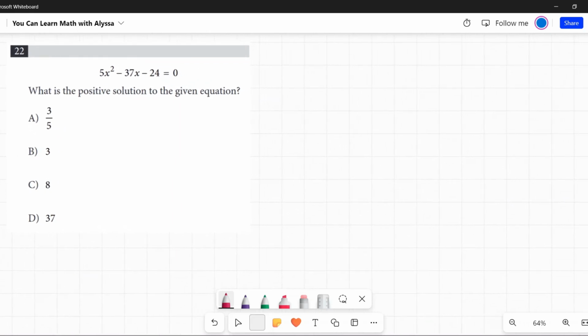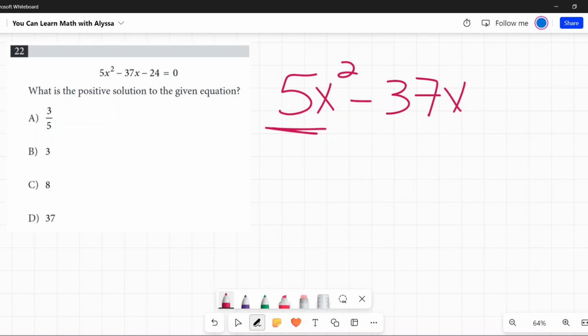22. What is the positive solution to the given equation? And just like that, they hit the gas and went into, in my opinion, a much more difficult problem than some of the previous ones. So it is factoring, but not just any factoring. We have factoring with a 5 out in front. I was surprised by that.